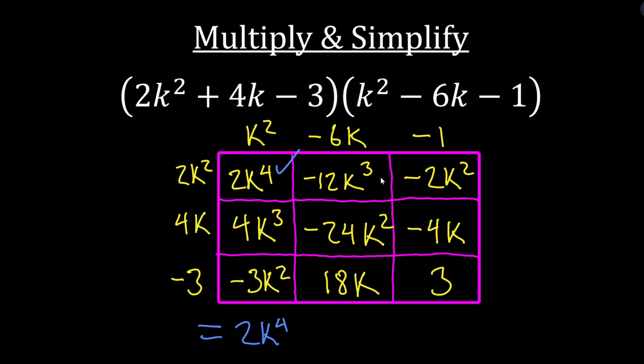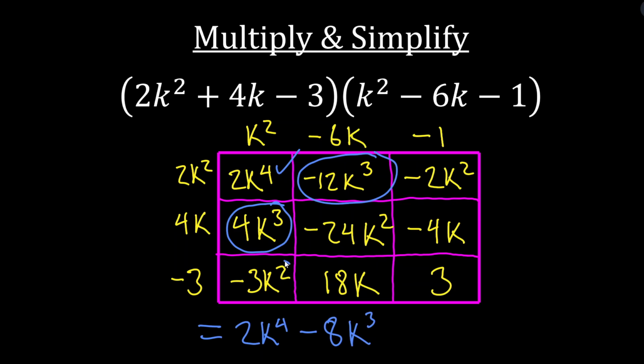All right. What about k to the third? I got 1, 2 of those. So I got 4k to the third minus 12k to the third for a total of minus 8k to the third. Awesome. 4 minus 12 is negative 8. So that's the new coefficient.